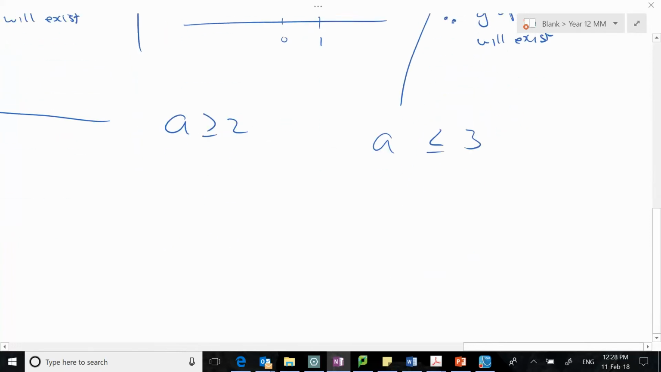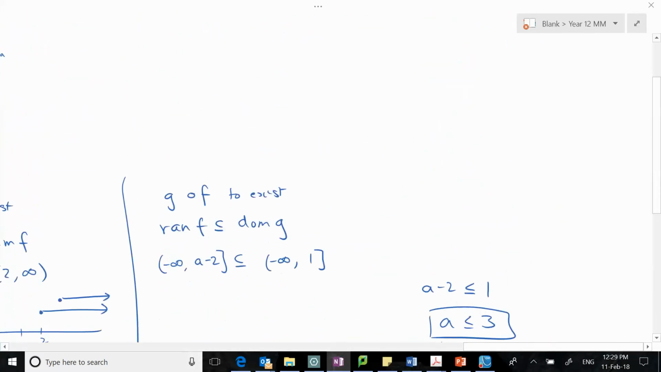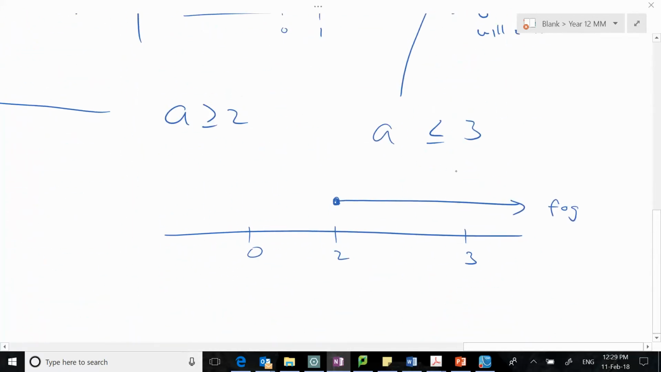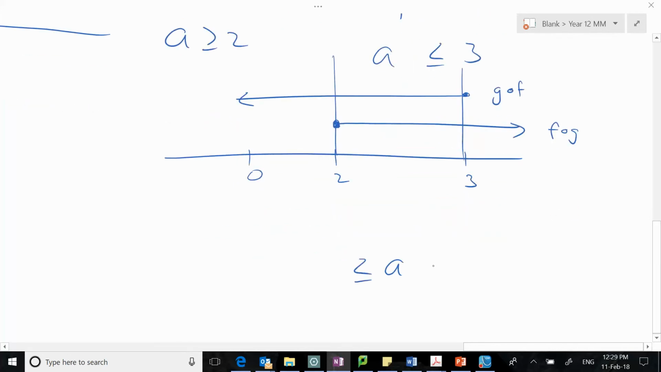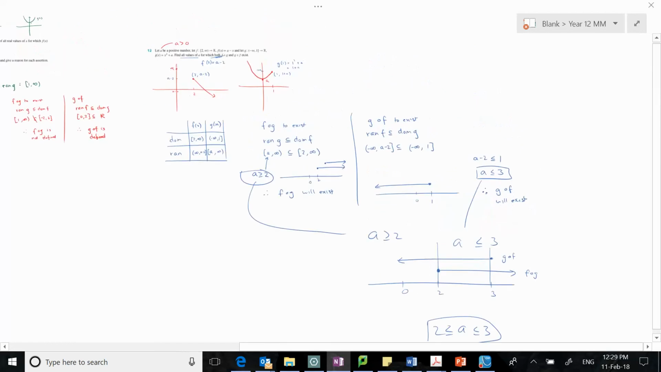So if I draw a number line, it's pretty obvious here. So 0, this is 2, this is 3. One says a needs to be greater than or equal to 2 for f of g to work. Was it f of g or was it the other way around? Yeah, f of g. And then the other one says it needs to be less than or equal to 3 for g of f to work. So what should a be so that it works for both? Here we go. Any numbers between 2 and 3. So if a is between 2 and 3, both functions will work. That's where they both have in common. True? That's question 12 there.